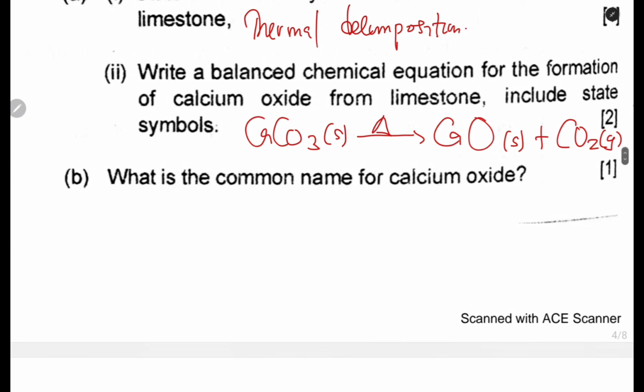What is the common name for calcium oxide? The common name for calcium oxide is quicklime. So quicklime is the common name.